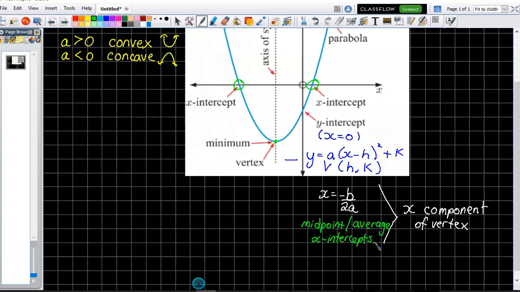Okay, it's not a trick. It's not going to be anything challenging. If you've got two x values there, the middle of it has to be where your axis of symmetry is, otherwise it's not symmetrical. Is that reasonable?